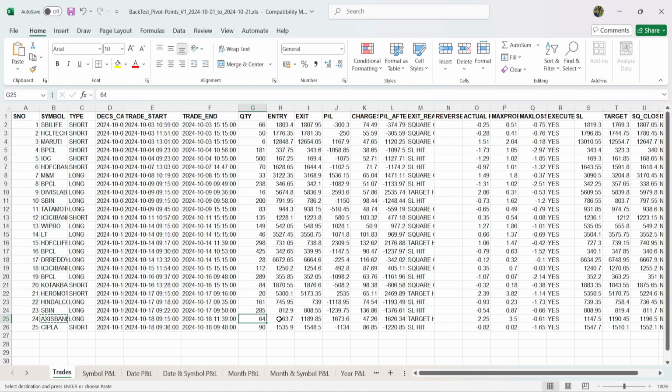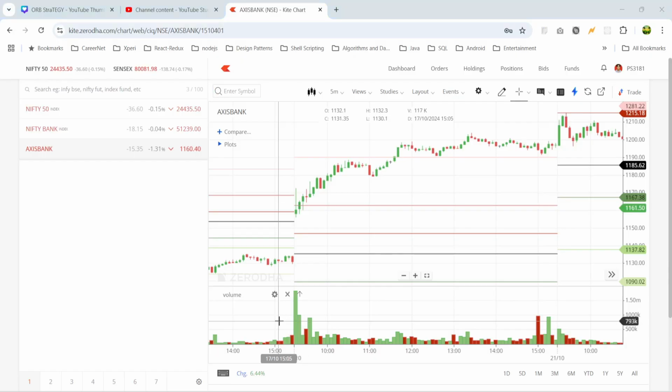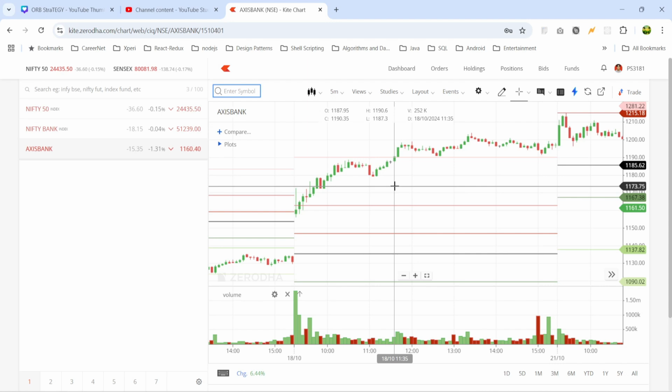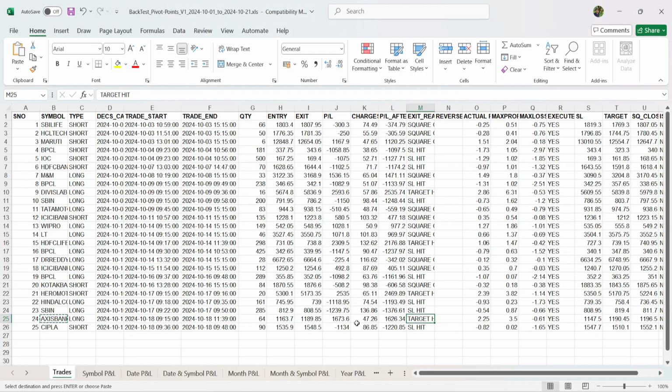And the trade ended at 11:39. It has hit the target. So what is our target in this case? We enter at R2 and the target is R3. Let's see, 1139. Yes, this one, the 1135 candle. High is 1190.6. That means our target is hit at 1189.85.